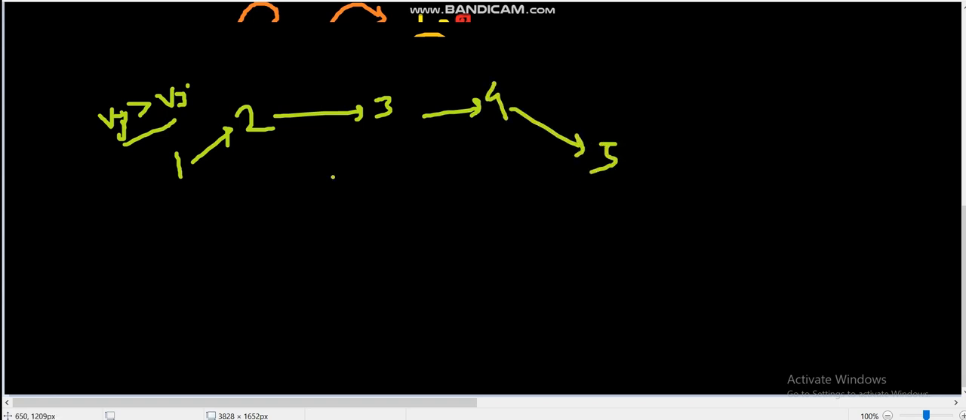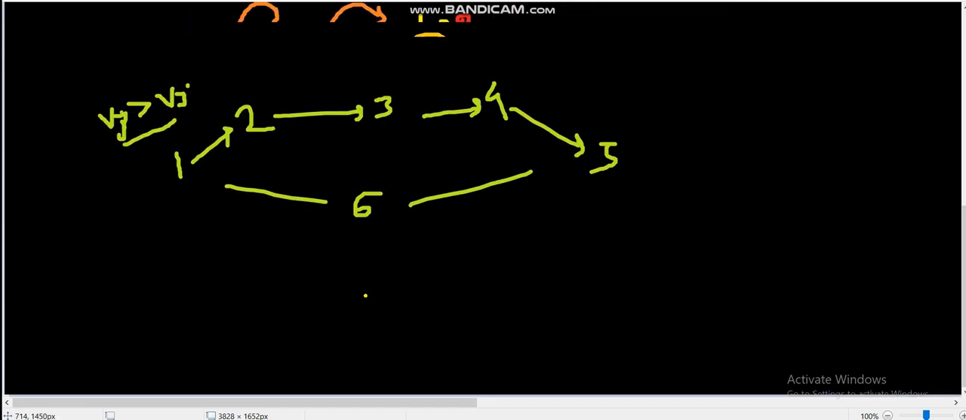But now if vj equals vi, then the edge becomes bidirectional, because we can iterate from 1 to 6 and 6 to 5, and similarly we can iterate from 5 to 6 and 6 to 1. So instead of that, let us merge all these nodes with similar values and which are connected. So what will we do? Let's take our previous example now.